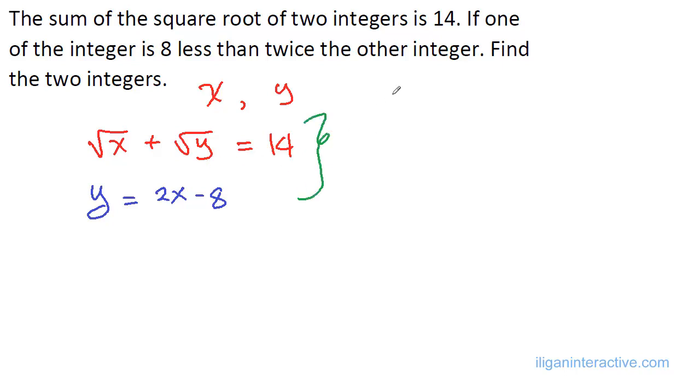Two equations, two unknowns. Let's substitute values, and you will have the square root of x plus the square root of 2x minus 8 is equal to 14. Now to solve for the value of x here, we need to at least square both sides. However, that will give us long steps and the numbers are quite big. So this is how we do it really. Let me just try to show.